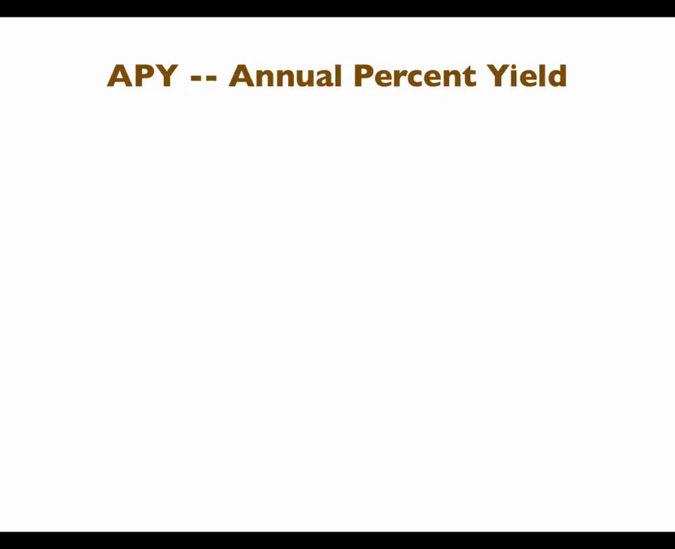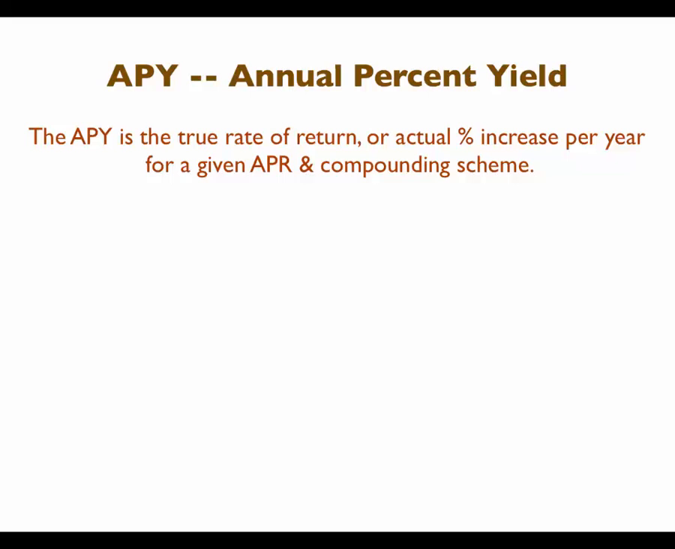Okay, so what that's called is those two numbers that we got, the 9.038 and the 9.38 or something. Those are called APY, annual percent yield. APY is the true rate of return, or the actual increase per year for a given APR in the compounding scheme. Okay?